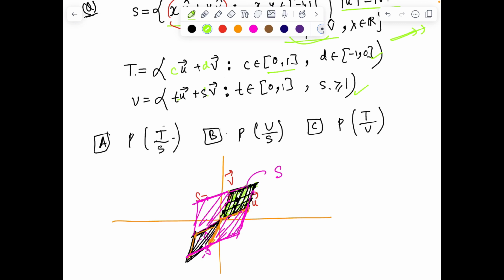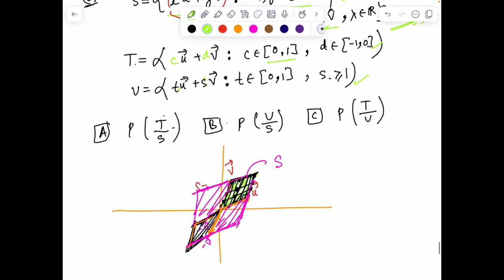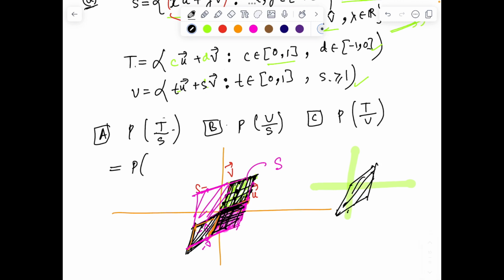Now let's come to set T. Set T definition, as you can see, is cu plus dv, c belongs to 0 to 1, d belongs to -1 to 0. So u will go from 0 to 1, so we are in this region. And d is from -1 to 0, so we have only one part out of this. So only this chunk, this Kaju wala barfi. Let me draw it again with this diagram. This chunk will come into the picture. So just for the sake of simplicity, we'll have only this chunk in the picture.